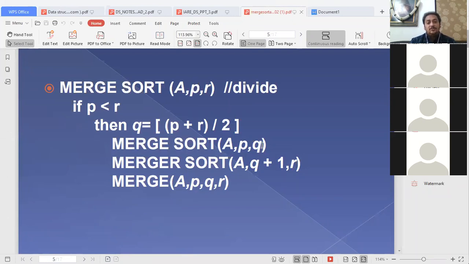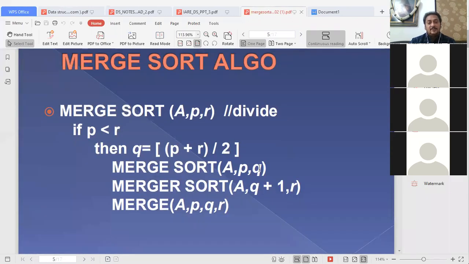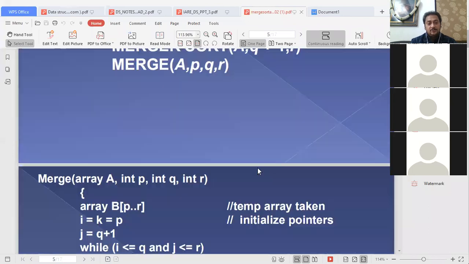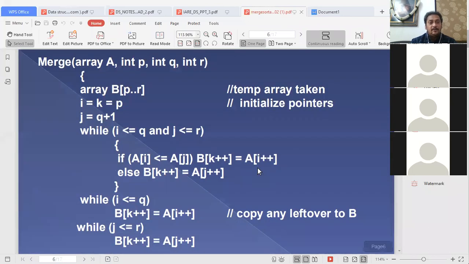Q is used to find the middle point. So we are applying the algorithm on the first subarray, which contains half of the elements. In array A, P is the first point and Q is the mid point. How do we make the second subarray? The element after the mid point is the first element of the second subarray, so Q plus 1 comma R. This is the algorithm which people are using.